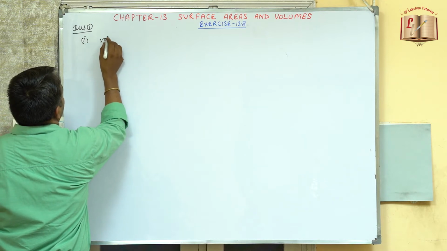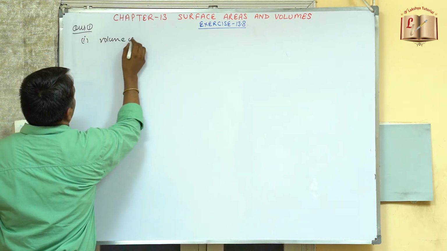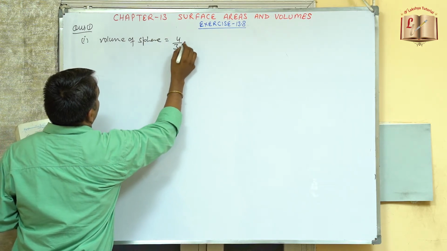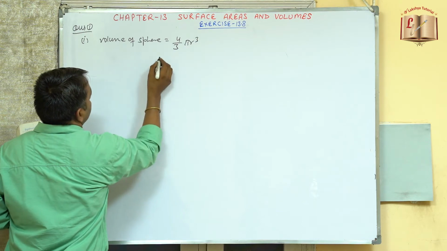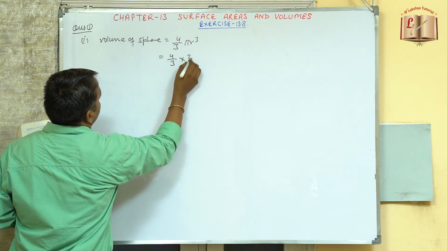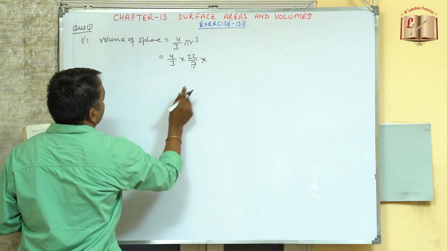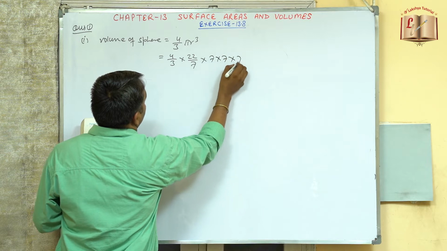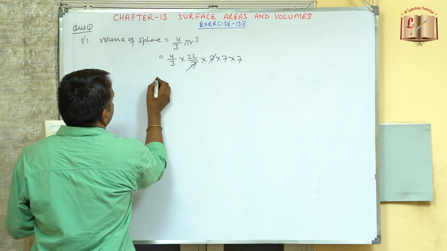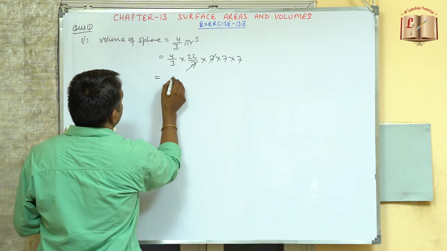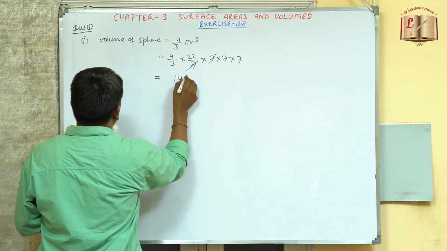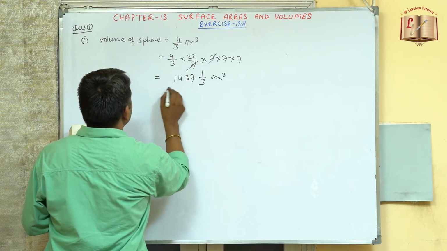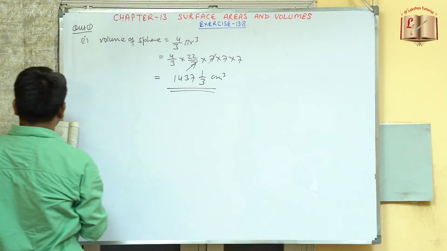So taking the first part, volume of sphere is given by 4 by 3 pi r cube. So this will be 4 by 3 into 22 by 7 into, now r is already given to us, this is 7. So this is 7 into 7 into 7. 7 cancelled. So on simplification, this will be now 1437 into 1 by 3 centimeter cube. So this is in the centimeter, so centimeter cube.